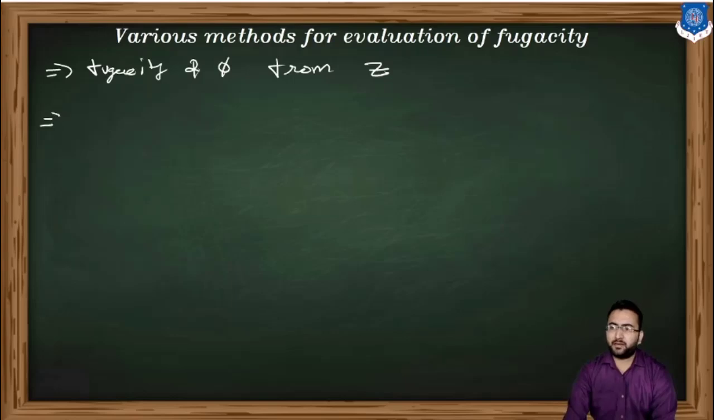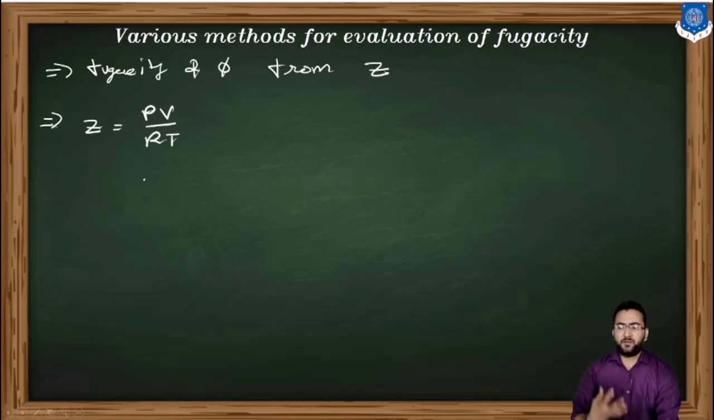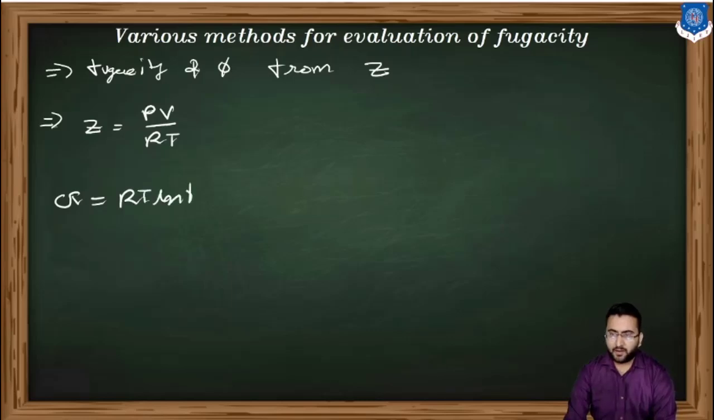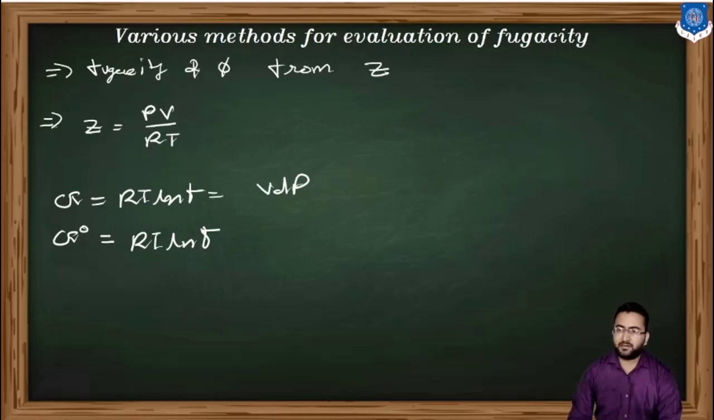that can be given by compressibility factor Z is equal to PV upon RT. The Gibbs free energy for real gas and ideal gas we may write as dG is equal to RT d ln f is equal to VdP, and for the standard state or ideal condition we can write dG naught is equal to RT d ln f, or we can say that this is for the ideal condition. So fugacity can be replaced by the pressure, so it becomes RT d ln P is equal to VdP.